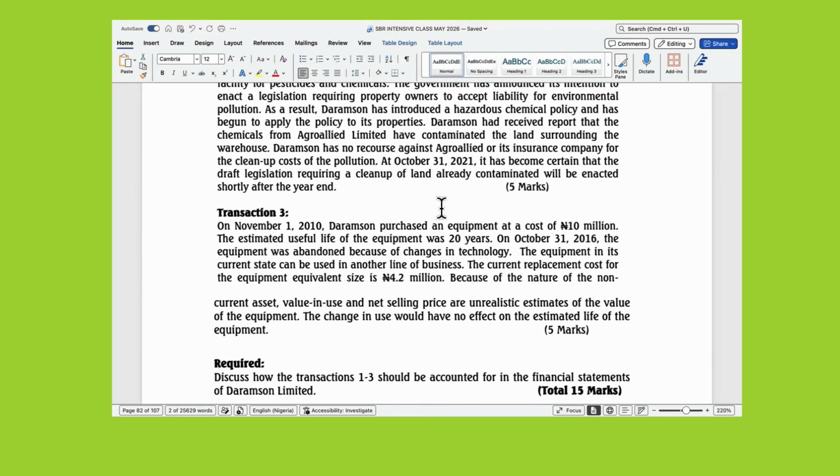Which we have also learned in this class. But if it has an alternative use, you would continue to depreciate it, while you can also test it for impairment. Just continue to depreciate the asset, even though it is abandoned at that point in time.